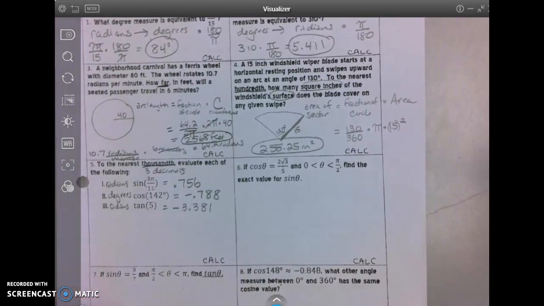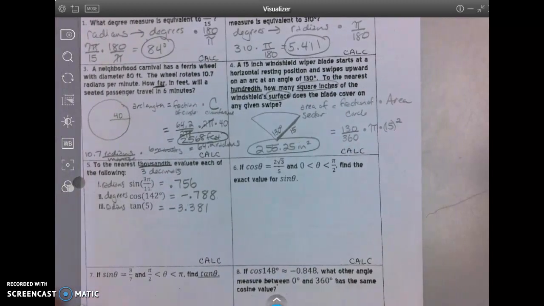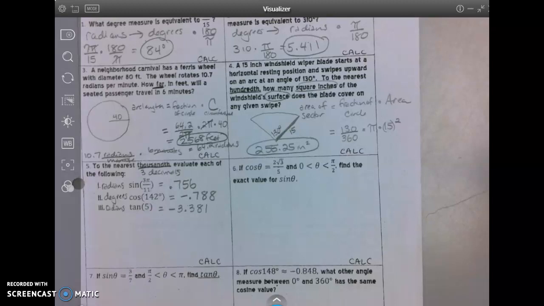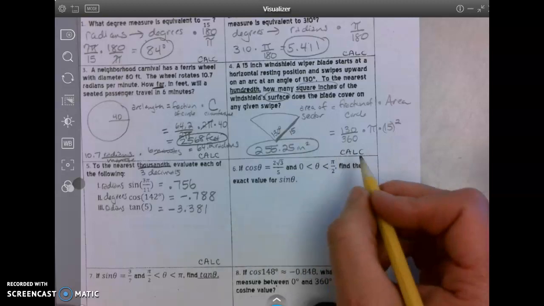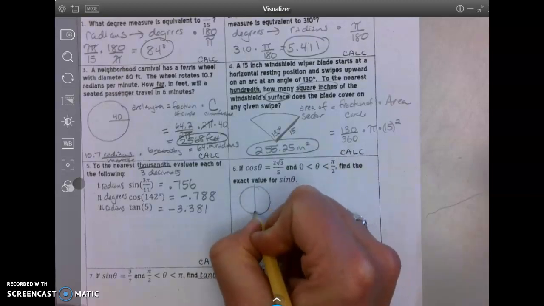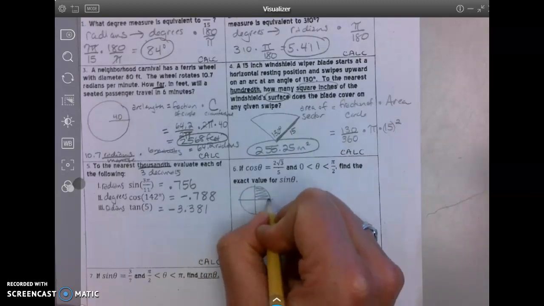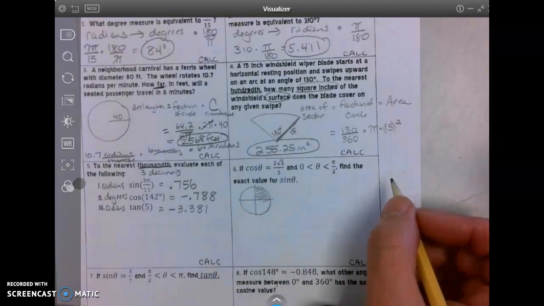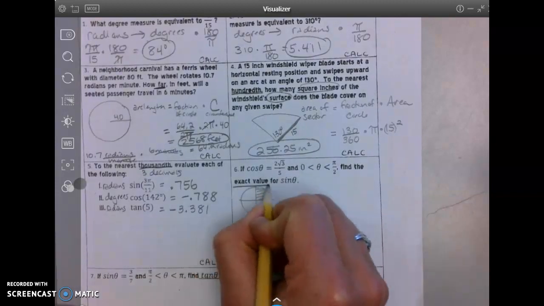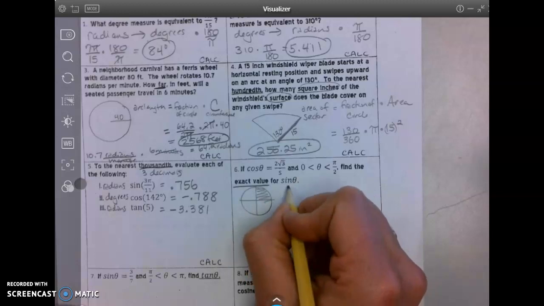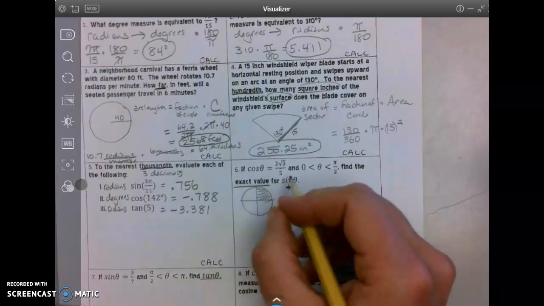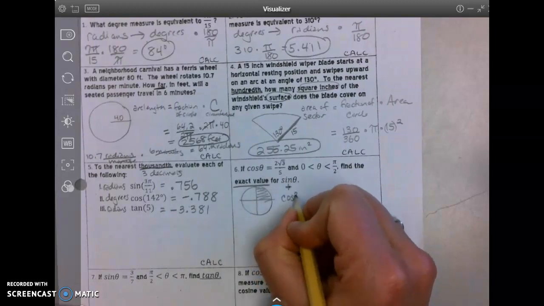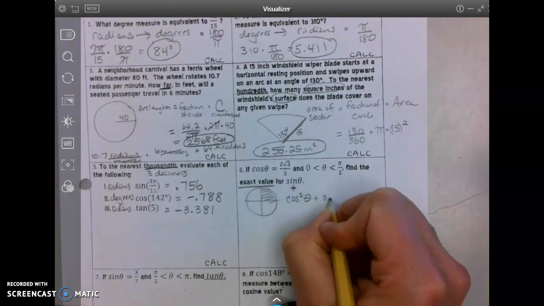Number 6. If the cosine of theta is 2 square root of 3 over 5, and theta is in quadrant 1, from 0 to pi over 2, where everything is positive, find the exact value for the sine. I know that the answer should be positive because I'm in quadrant 1. I'm going to use my Pythagorean identity theorem.